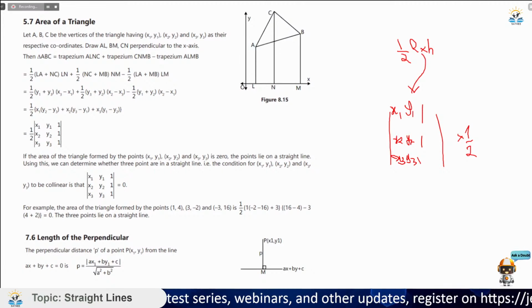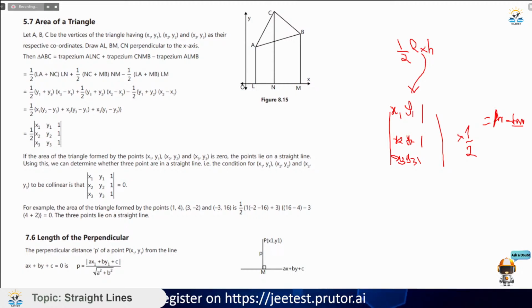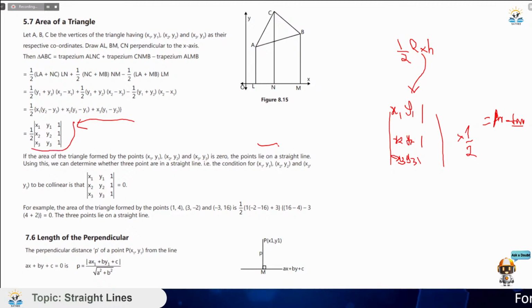This written should be equal to the area of the triangle. So this is the equation, the area of a triangle, which is given as this. It is 1 by 2 multiplied by the determinant x1 y1 1, x2 y2 1, x3 y3 1. Solve the determinant to get the area of the triangle.